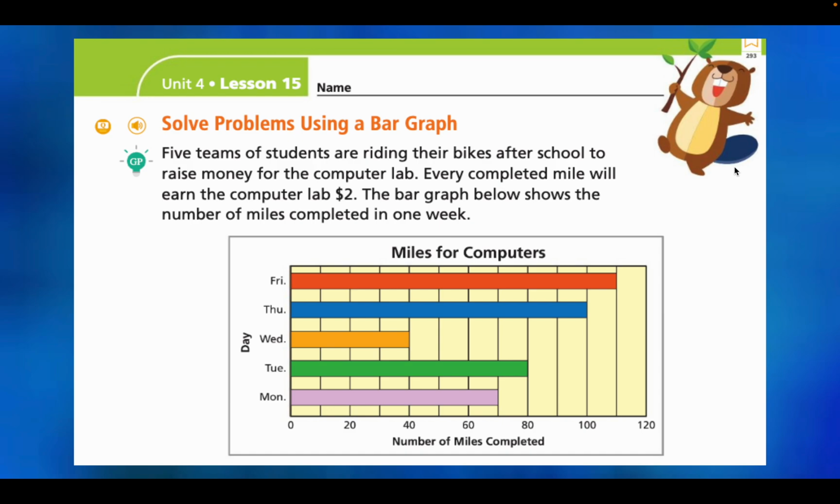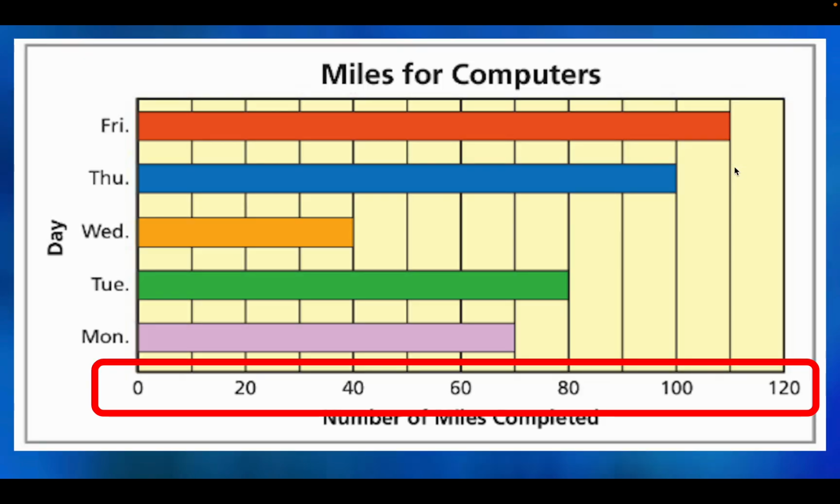So notice it's a horizontal bar graph. Look at the days on the side. We have number of miles completed. Kind of look at what the numbers look like on the bottom. They look a little bit goofy to me. So I blew it up a little bit so we could take a closer look. Notice that not every single line is numbered.